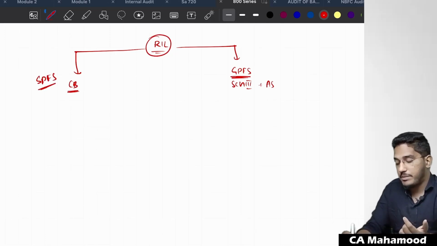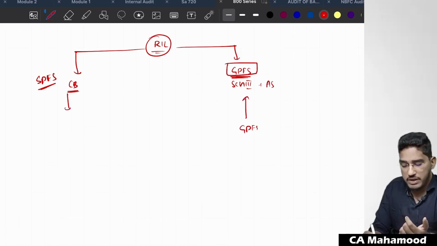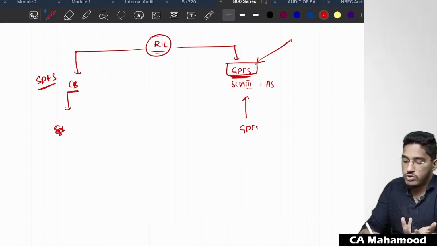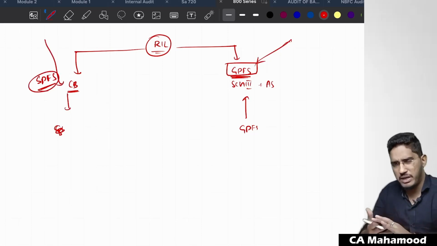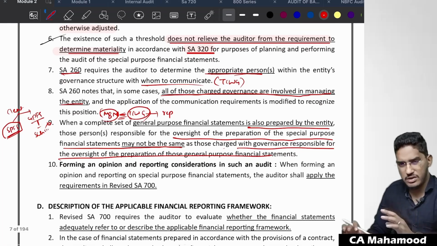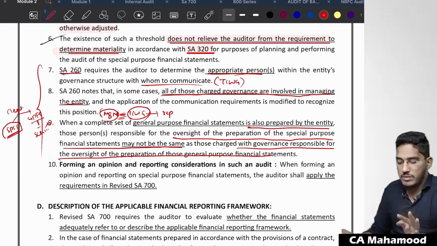And in some cases, those people who are involved in the preparation of general purpose financial statements might be different from the people who are involved in the preparation of special purpose financial statements. Those persons may be different, may be same. Anything could happen. The same thing they try to say here, not that important, nothing specific here. So these 3 points are more or less talking about SA 260.